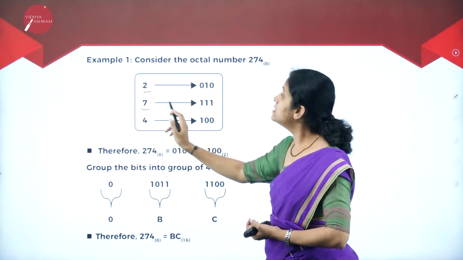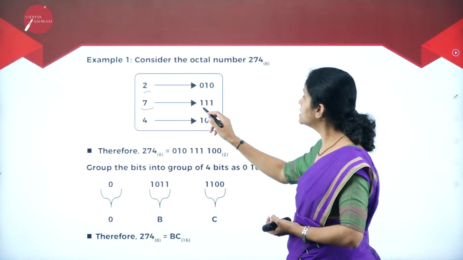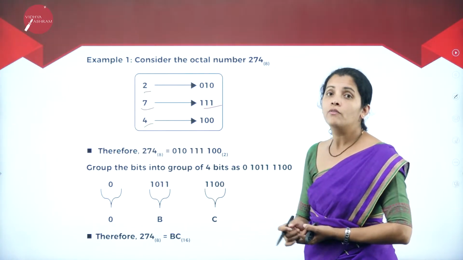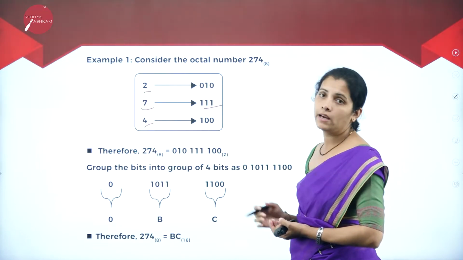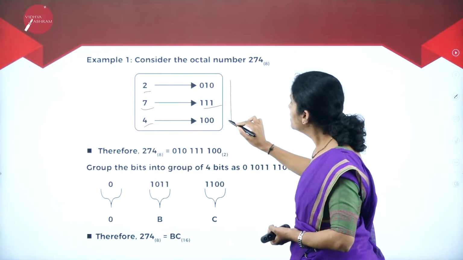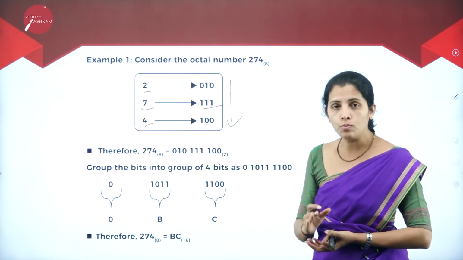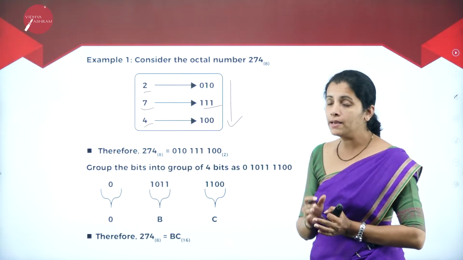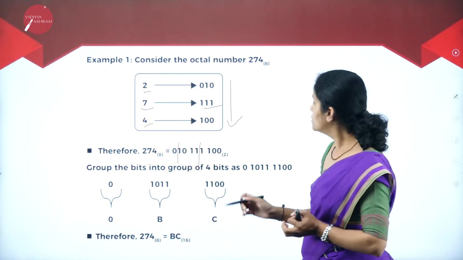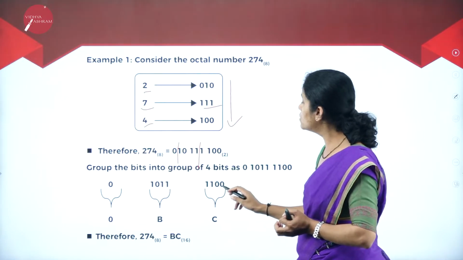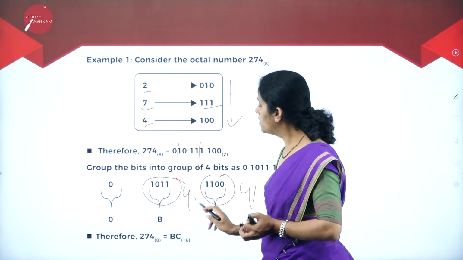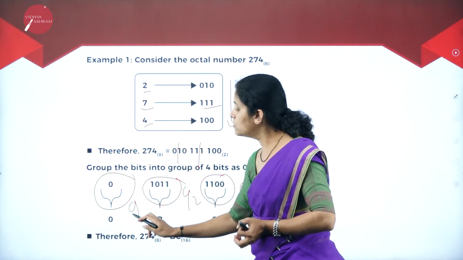Now I'm going to consider the second digit. For that, once again, I'll write the binary number. And here I'm going to consider 4. For 4, I'm going to write the binary representation. And I'm going to write the binary number from top to bottom. And while making groups, I want to consider 4 bits. So I'll consider 1100 as my first group, and this is my second group, and this is my third group.